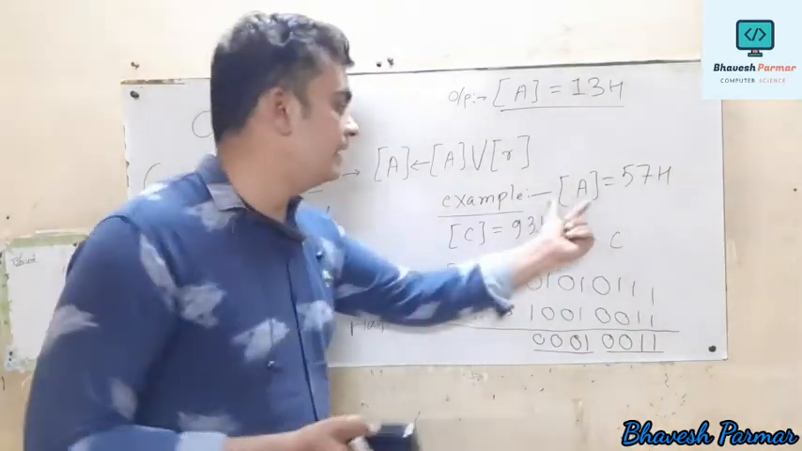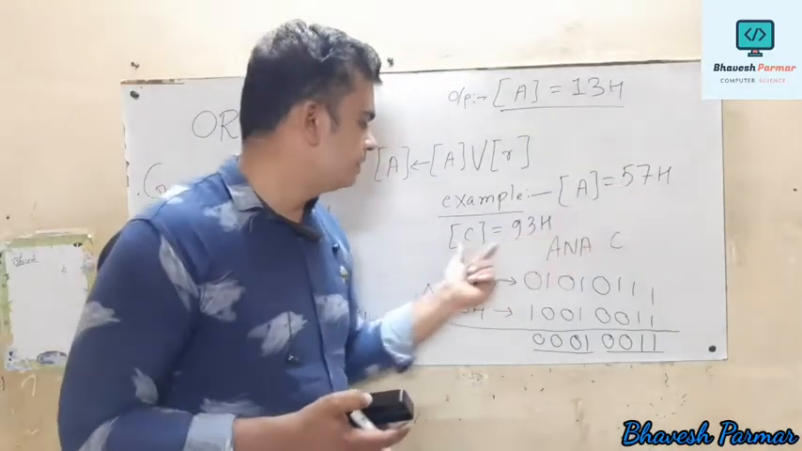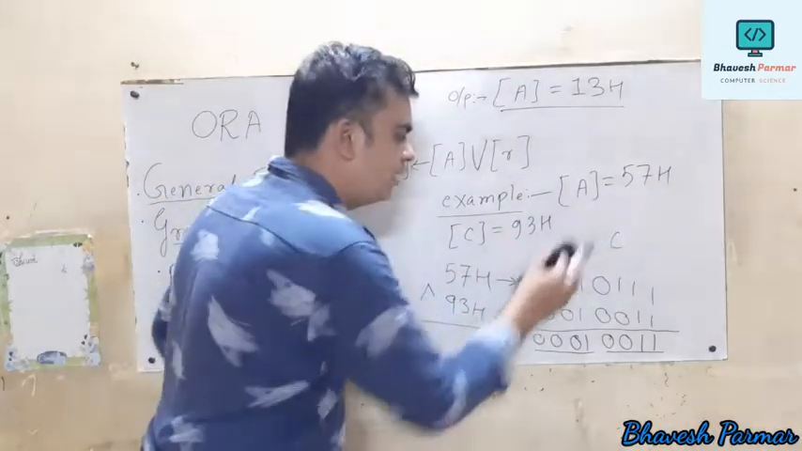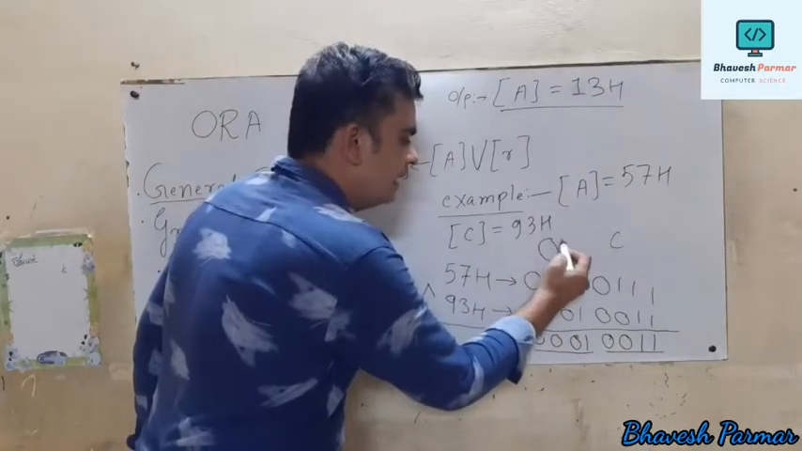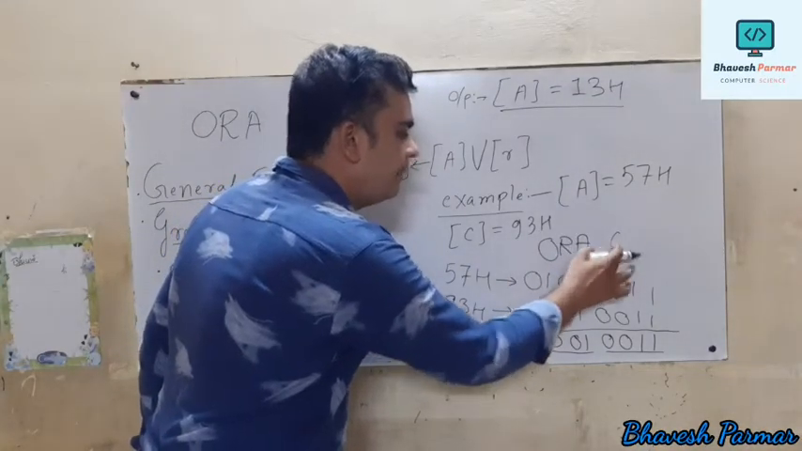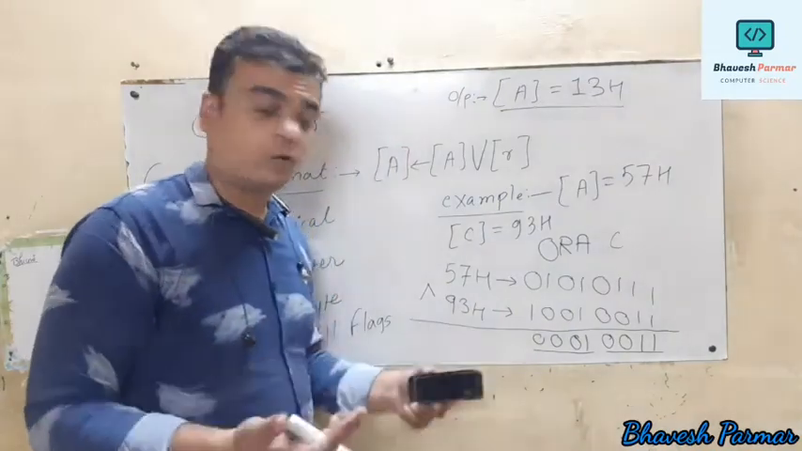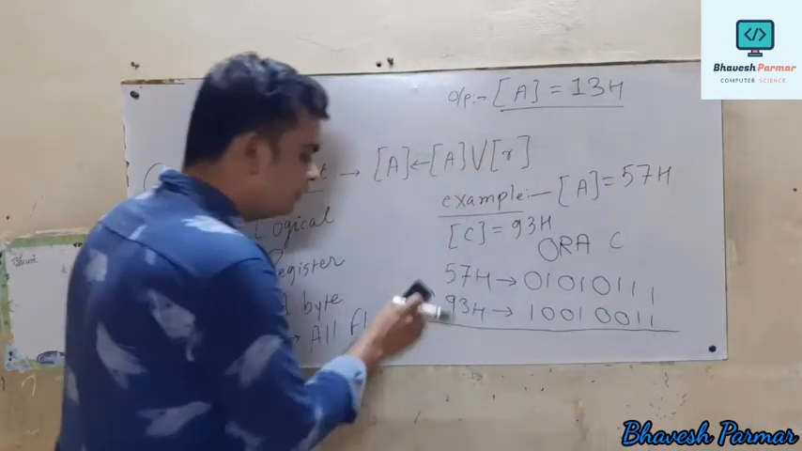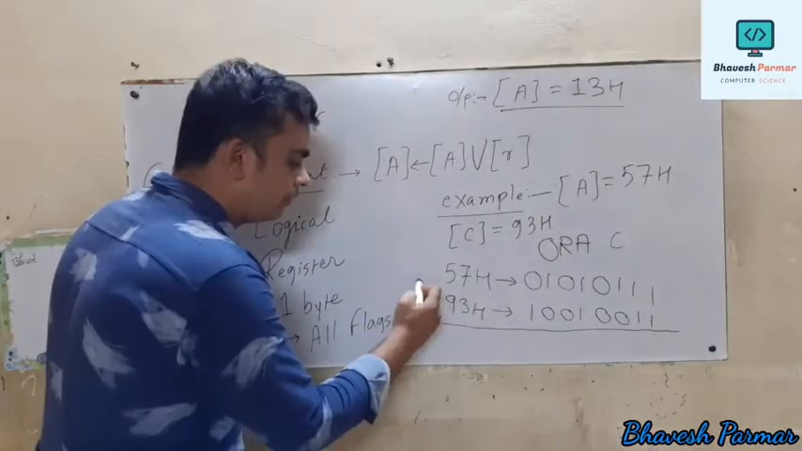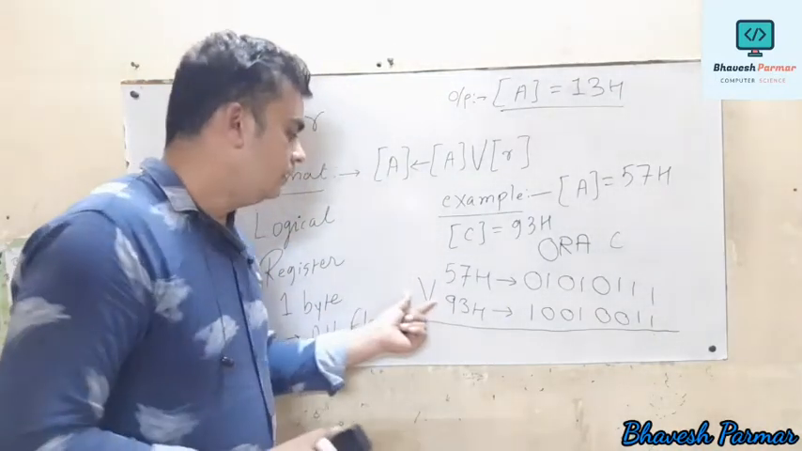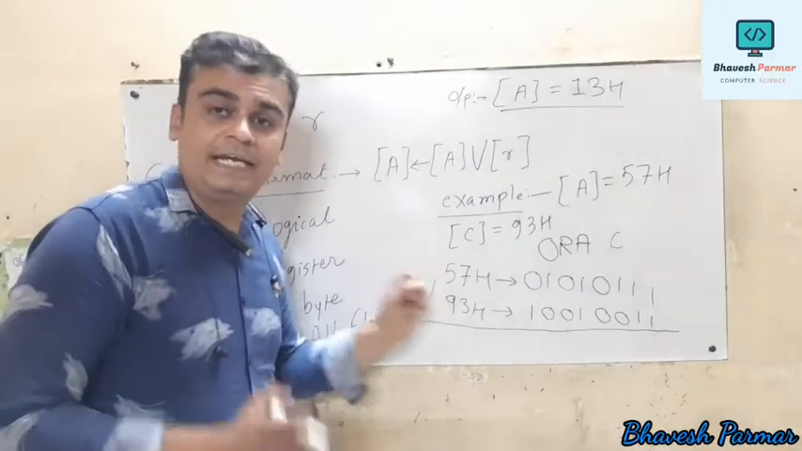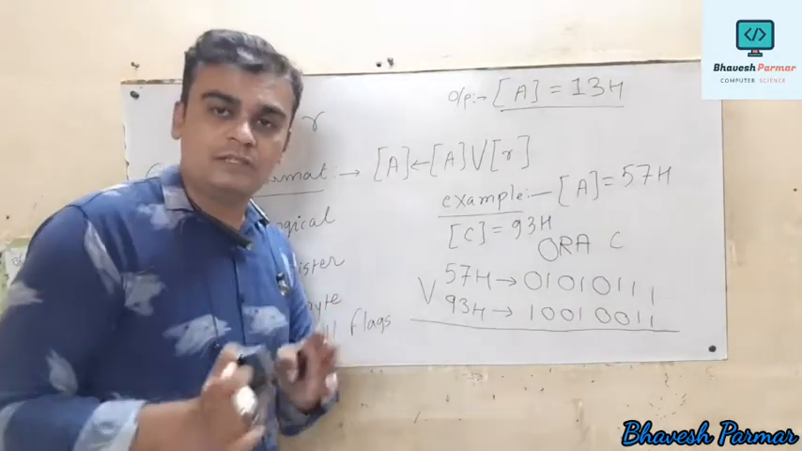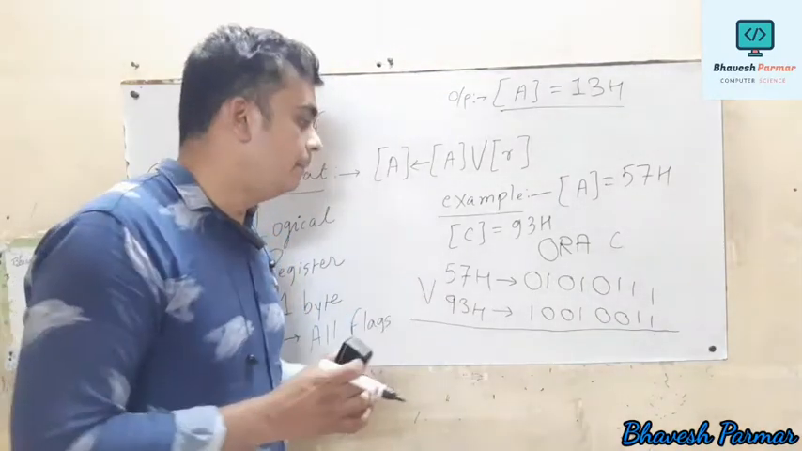So suppose the content of A is equal to 57H and the content of C is equal to 93H, and instead of performing the AND operation, here I just write ORA C. Then what will be its output? Let's find out the exact output. In the previous example we performed the AND operation. Now I am going to perform the OR operation on the same data, but we know that our answer should be different. Why? Because we are changing the rule to implement on it.